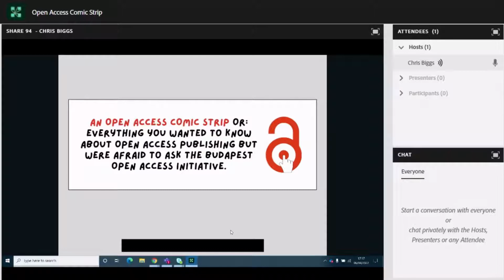When we first ran this session, we had some network issues, so the first half is a re-record. So, open access comic strip, or everything you wanted to know about open access publishing, but were afraid to ask: the Budapest Open Access Initiative.